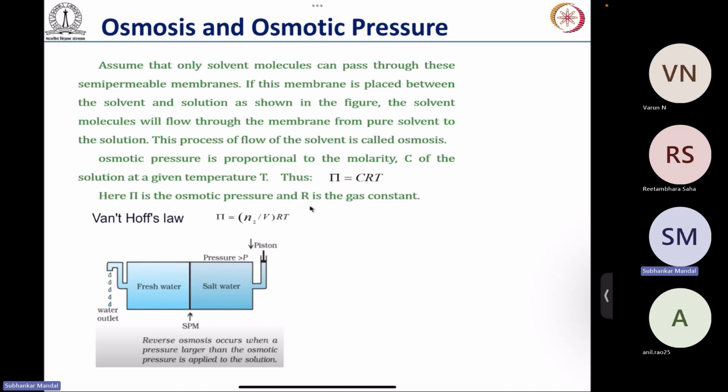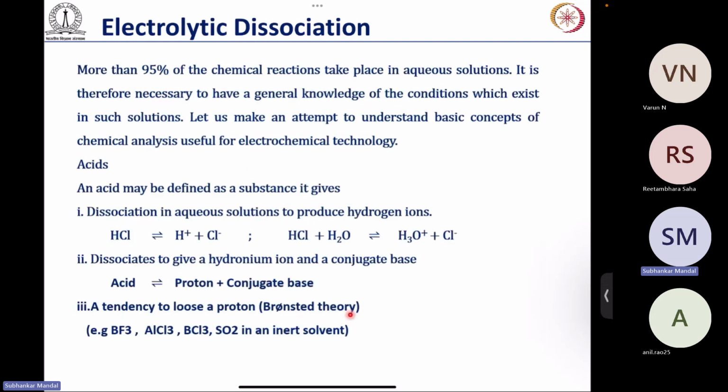After that we have discussed osmosis and osmotic pressure. So van't Hoff's law, basically pi is equal to nRT, or CRT. So from here also we have discussed lots of numerical problems. And after that, electrolyte dissociation.